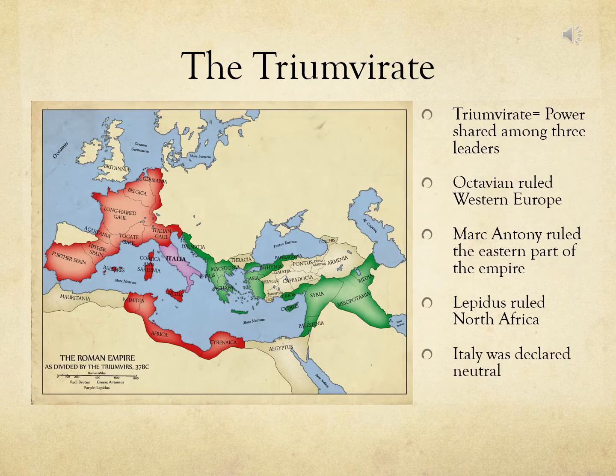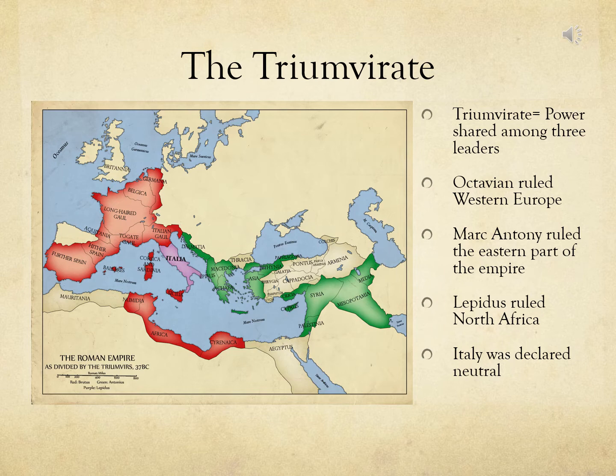After defeating Brutus and Cassius, Octavian, Mark Antony, and Lepidus formed a triumvirate to rule Rome. A triumvirate is when power is shared among three different leaders. So in this case, Octavian ruled most of Western Europe, Mark Antony ruled the eastern part of the empire all the way out towards Mesopotamia, and Lepidus ruled North Africa. Italy was declared neutral ground.